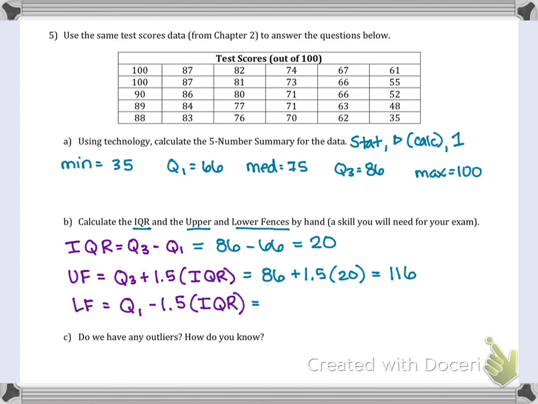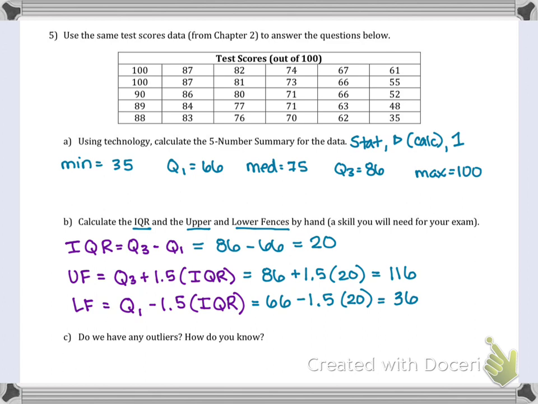Now I'm going to calculate the lower fence. Same way, except I'm going to start down at Q1, 66, and I'm going to subtract 1.5 times the IQR, which is 20. And so I'm going to do that same math that I did before, all in my calculator in one step, and I get a lower fence of 36.